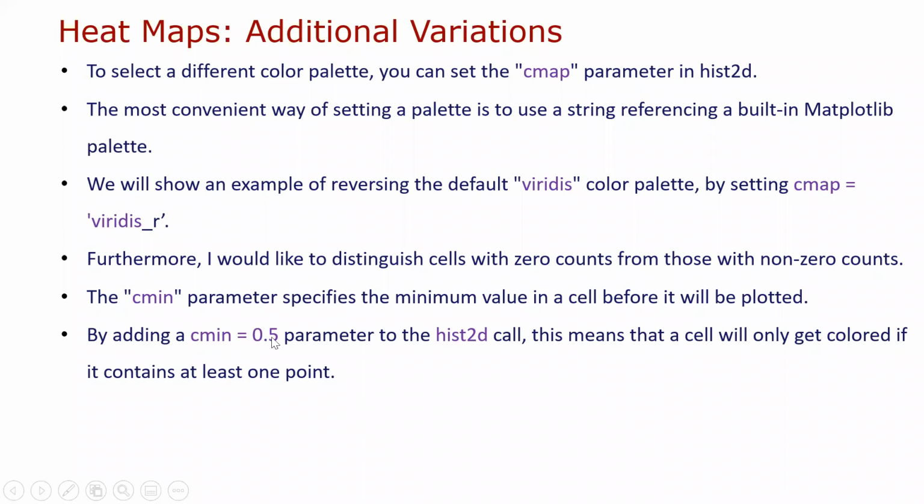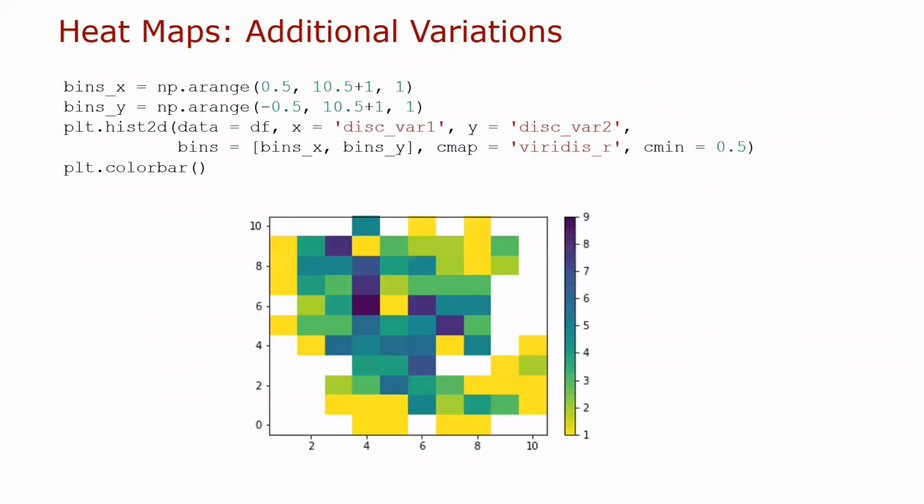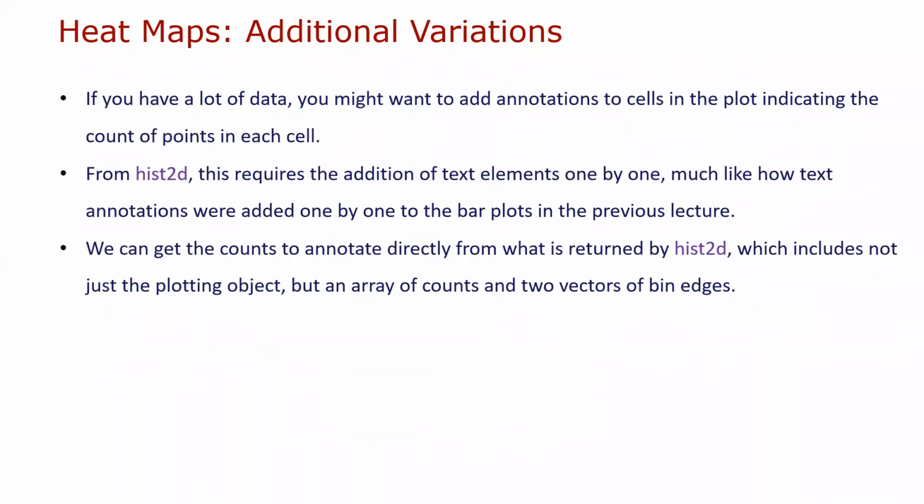And by adding the Cmin equals 0.5 parameter, this means that the cell will only get colored if it contains at least how many points? At least 1 point. Clear? What does this mean? Below is going to be 1. Okay? So as you can see, these points here are not going to be colored because they contain what? 0 points. Okay? Clear? Okay, good.